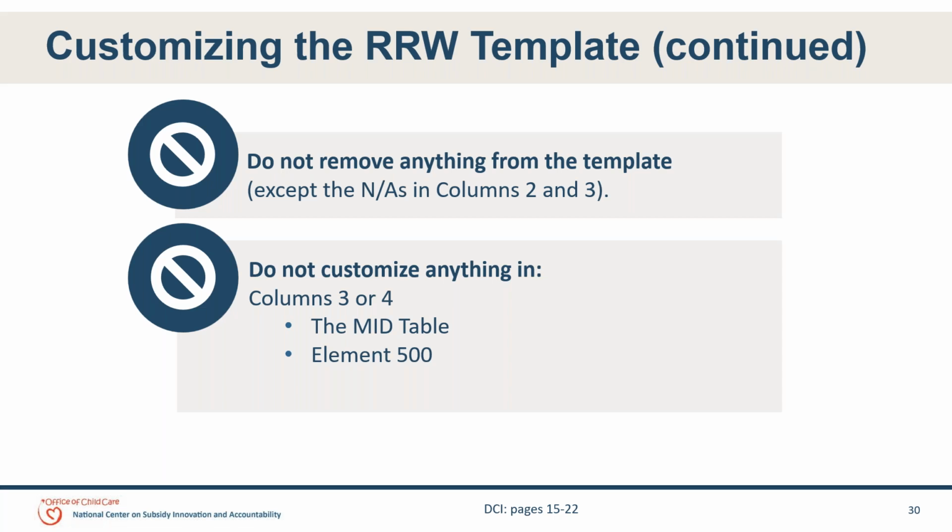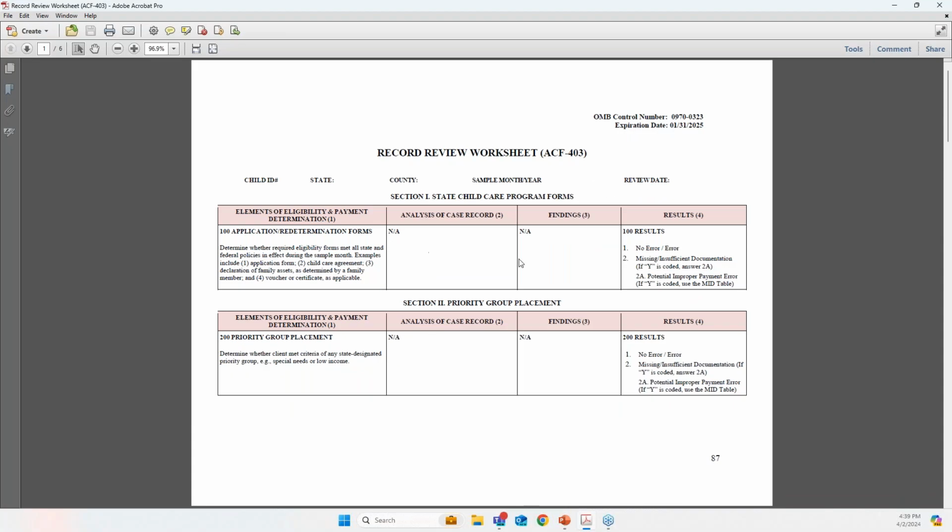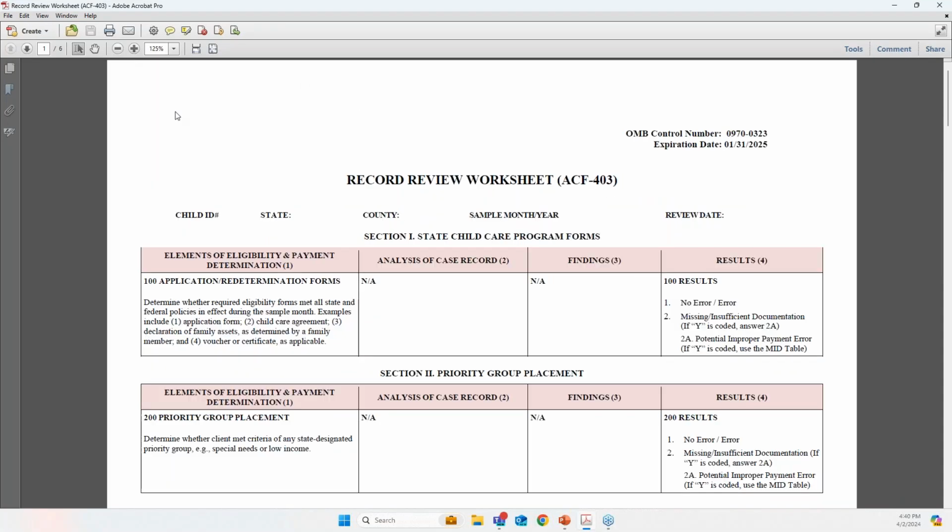You might see my note here. I say do not remove anything from the template except the NAs in columns 2 and 3. I'll quickly show you what I mean by that. I know it probably doesn't make sense. In our template, you can see that in columns 2 and 3 of each element, it says NA. The reason for that is simply for 508 compliance. When you are creating your own template, these should be removed.